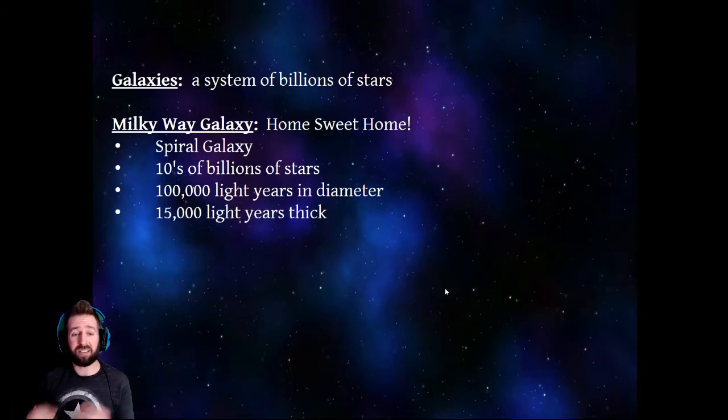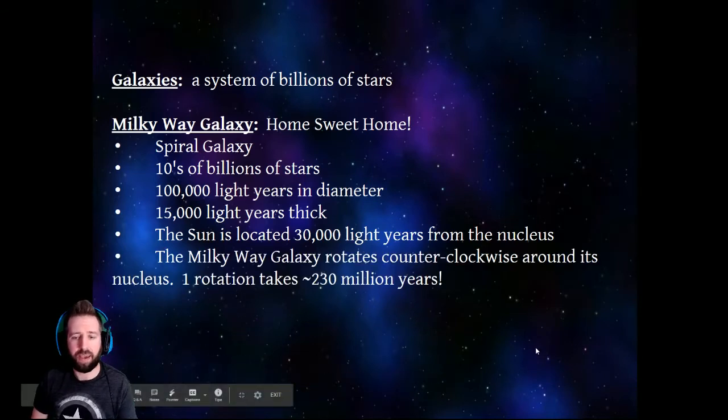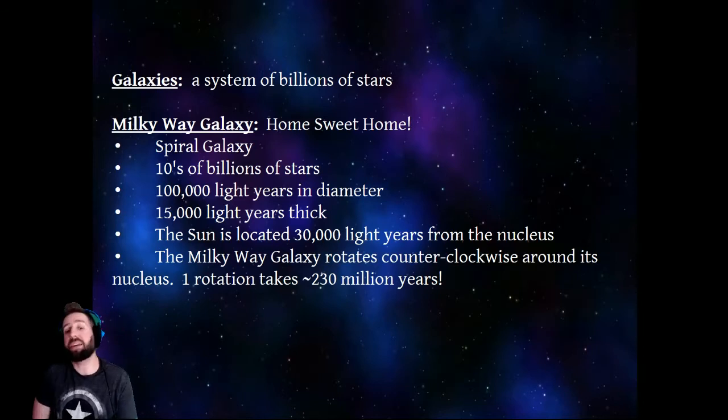So that's the diameter. And then since it is a disk, it's not actually like a sphere. It's only 15,000 light years thick. So the sun is located approximately 30,000 light years from the nucleus, so it's not quite on the outside. It's a little further outside, but it's right in one of those arms. And lastly, just another fun fact, the Milky Way galaxy rotates counterclockwise around its nucleus, and one rotation takes approximately 230 million years. So this thing isn't just staying in one spot, right? Galaxies move too.